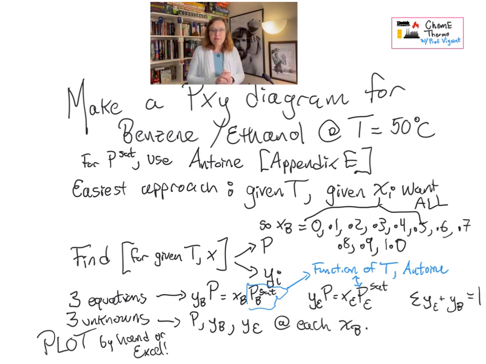arcing across our graph. On one half describing the bubble point, which is where the liquid just begins to boil, and on the other half describing the dew point, which is where the vapor just starts to condense. And then there's a mixed phase in the middle between those. So let's get on it.